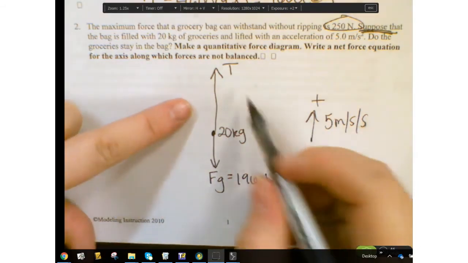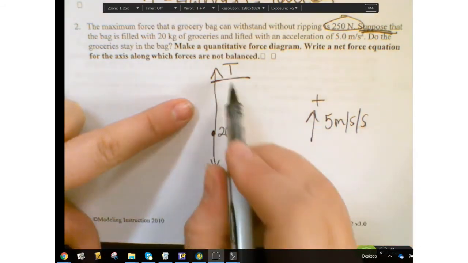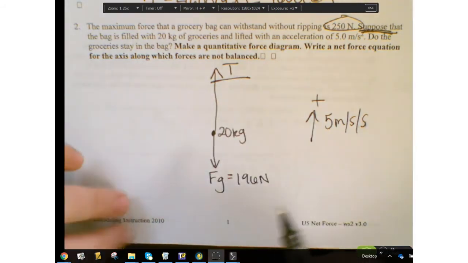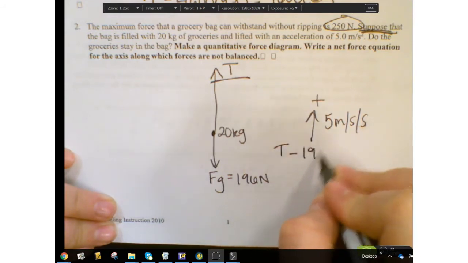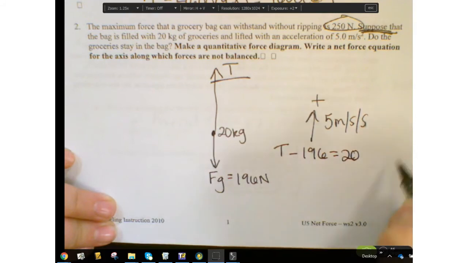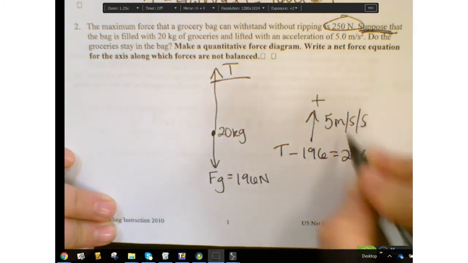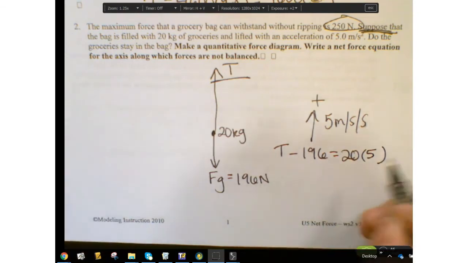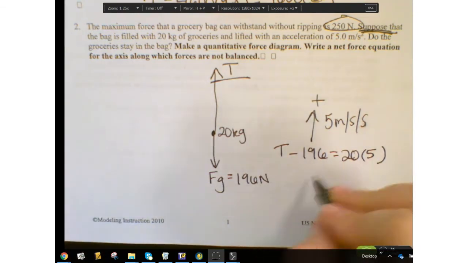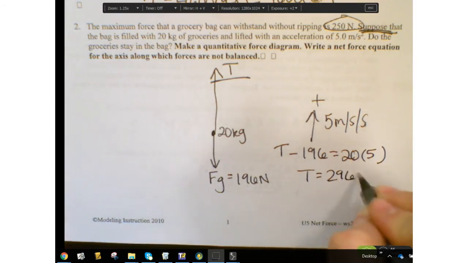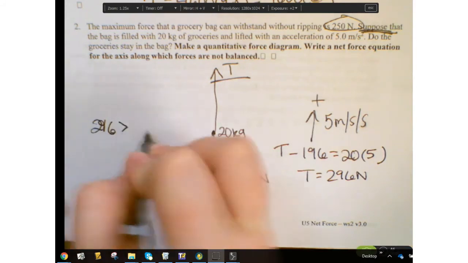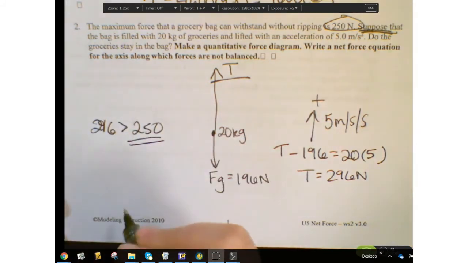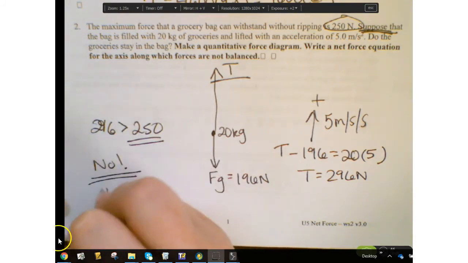And so I need to figure out, if I'm pulling it up with this acceleration, what is the force of my pull, or the tension in that bag. So I want to say T minus 196 equals the mass of the groceries times my acceleration. So obviously that's going to be 296 newtons, and 296 is greater than that maximum 250 that the bag can withstand. So do the groceries stay in the bag? No, the bag rips.